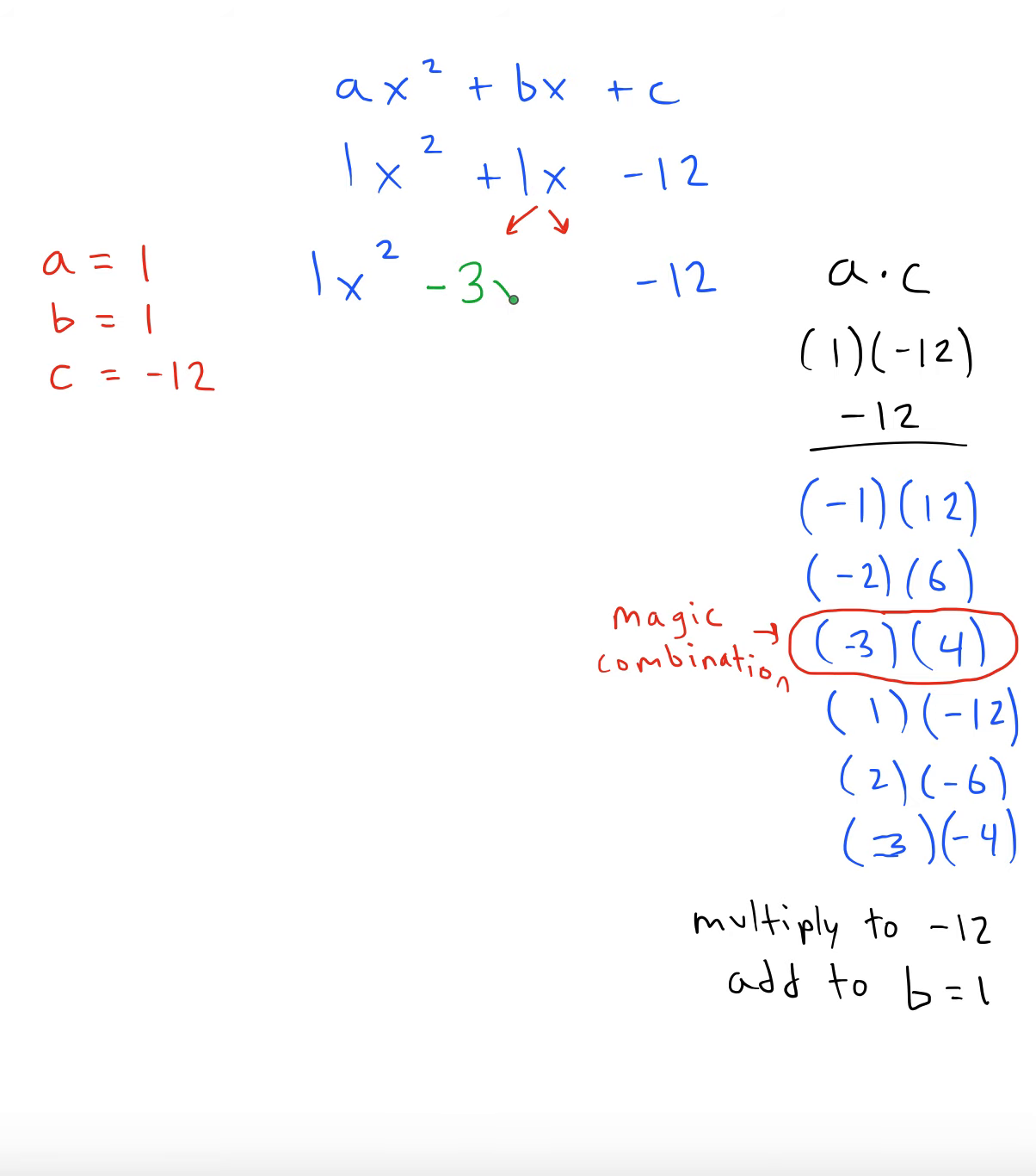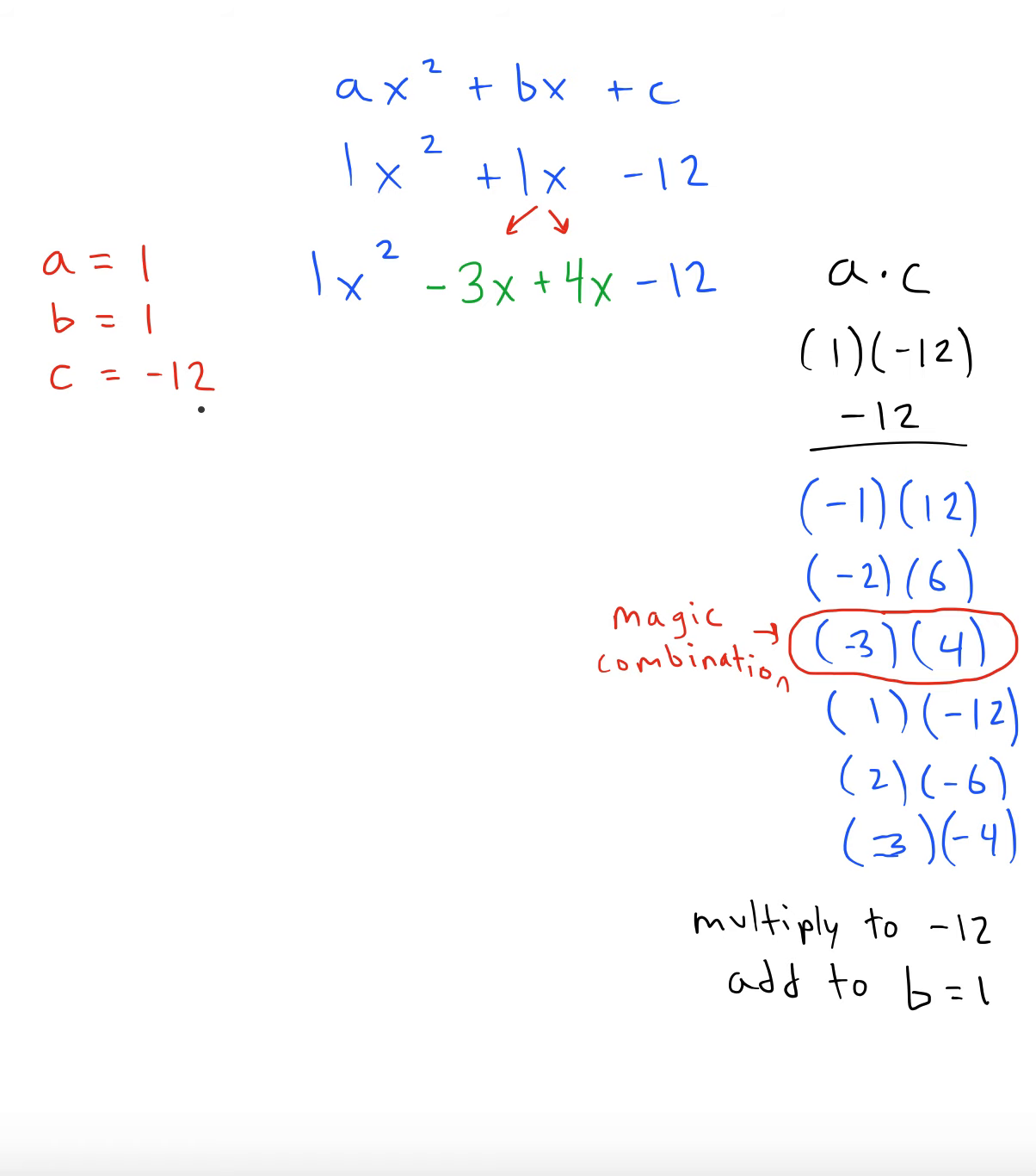You use negative 3 and 4 in this way. 1x could be broken up into negative 3x plus 4x. Wouldn't they add to 1x? They would. But we need to break it up. The reason why we break it up is because what we have now is going to be factorable by grouping.